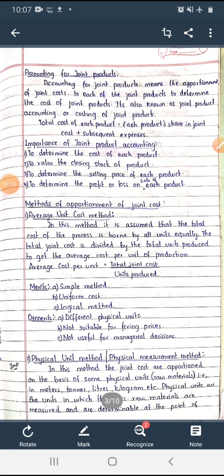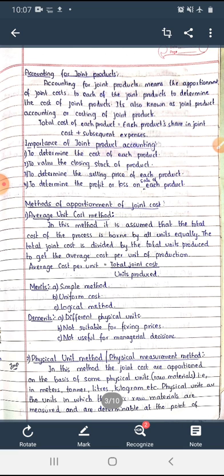Next we'll see what the importance of joint products accounting is. What are the main importance of joint products? First one, to determine the cost of each product. To know the cost of each product, we have to divide the joint cost, right? Then to value the closing stock of the product. To find out the closing stock, we have to know the value of each product.